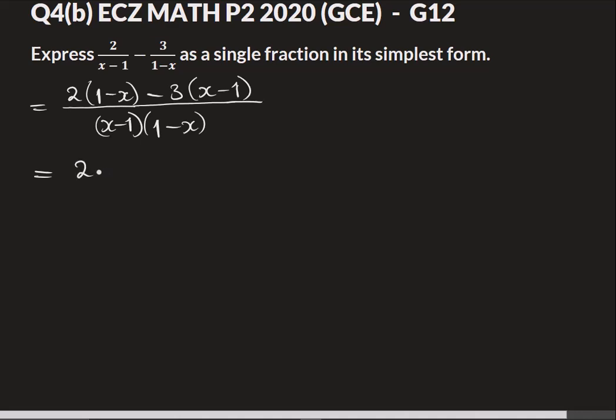So we have a 2 multiplied by 1, minus a 2 multiplied by x, which is 2x, minus 3 multiplied by x, negative 3x. Negative 3 multiplied by negative 1 gives us a positive 3. This is a very important step to take note of. The negatives there give us a positive. It's a common source of error.